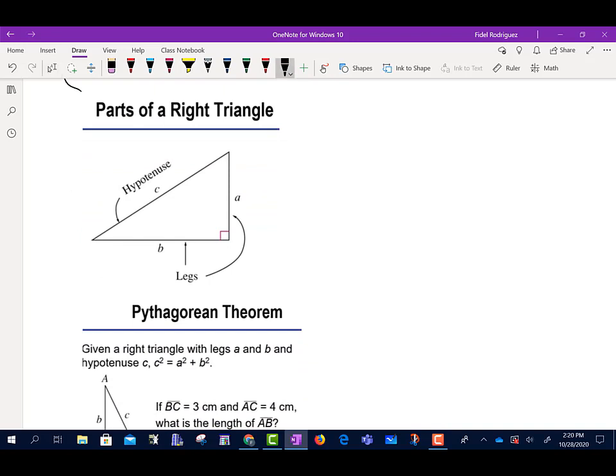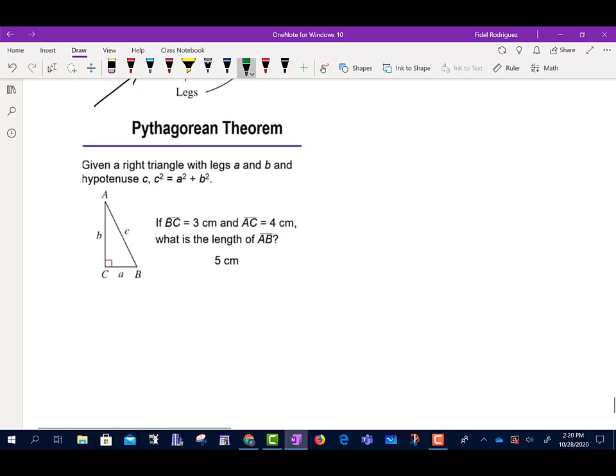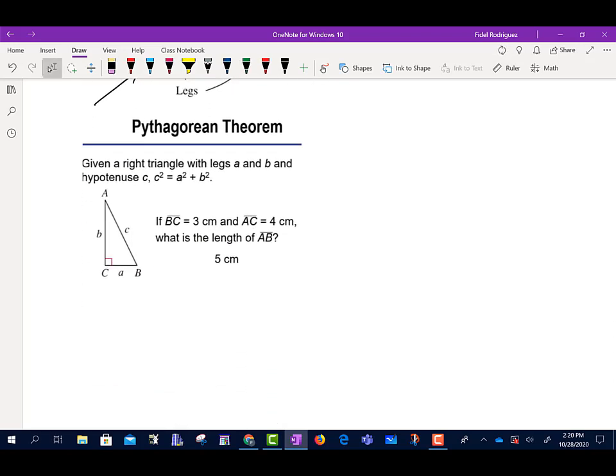The legs are what we refer to as the sides that are adjacent, or right next to, the 90-degree angle. So the ones that are here and the ones that are there. And then we have the hypotenuse. A hypotenuse is always going to be opposite of the 90-degree angle. And so here is the Pythagorean theorem. You might remember this from high school because they talked to us about it a whole lot, right?